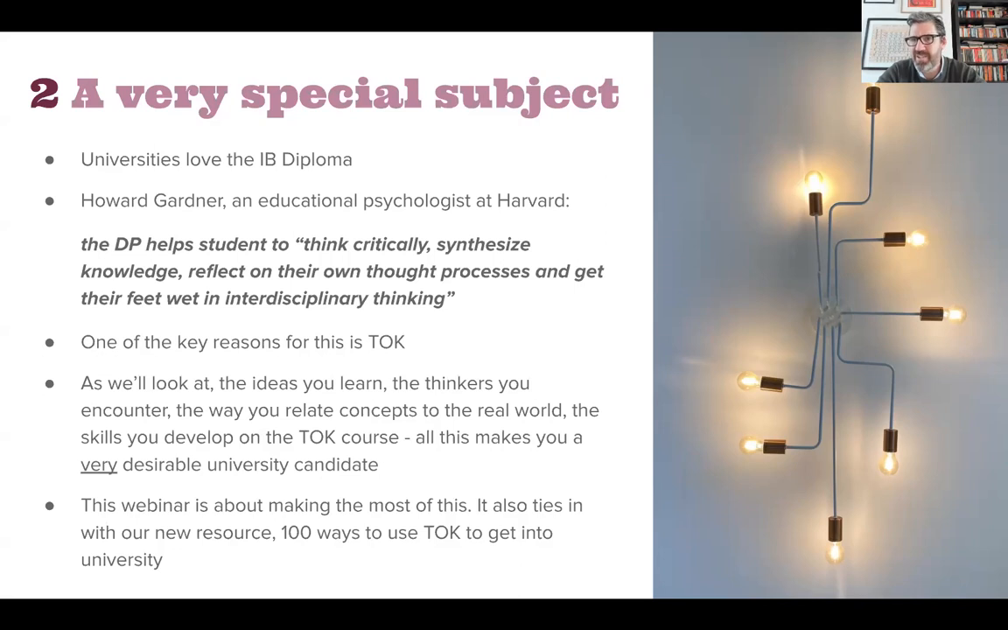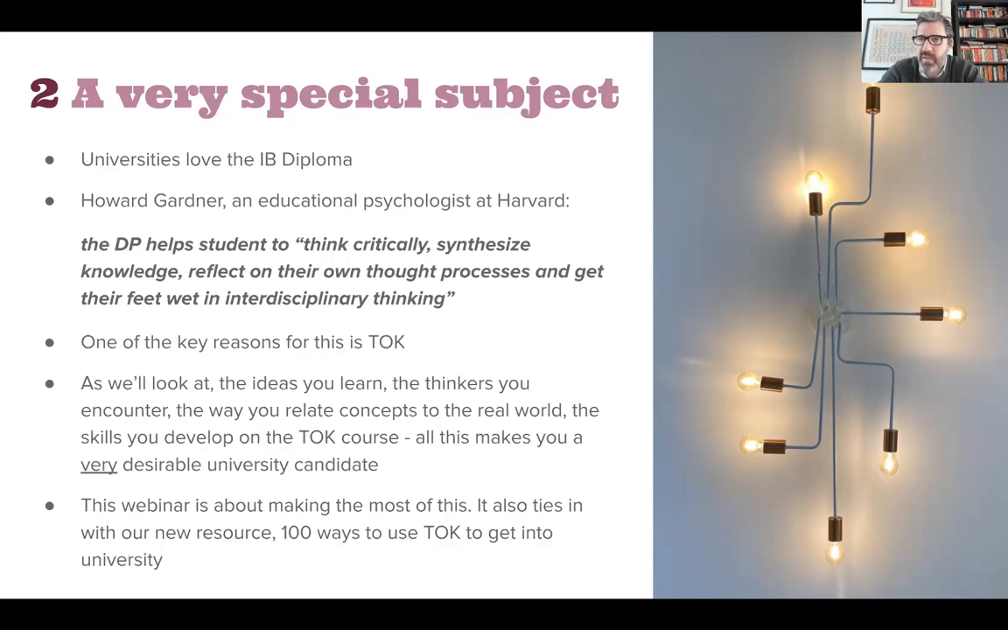They are pretty exigent when it comes to gaining entry here. You know, this is one of the most difficult universities in the world to gain entrance to. And the people I speak to who are involved in admissions at Cambridge University tell me the IB diploma students stand out, and TOK in particular is really valued.